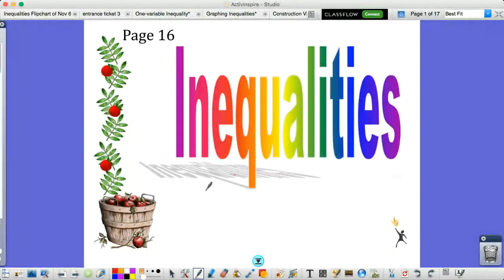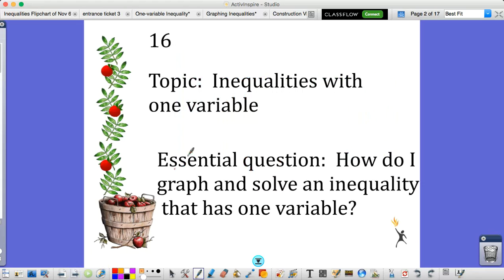Okay, so for inequalities, just so you know, it's only going to be inequalities with one variable. So we're not going to have x and y in the same sentence, which is good. So the essential question for today is, how do I graph and solve an inequality that has one variable?